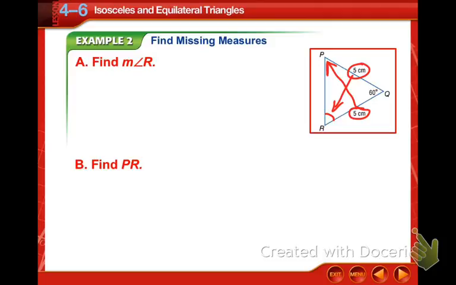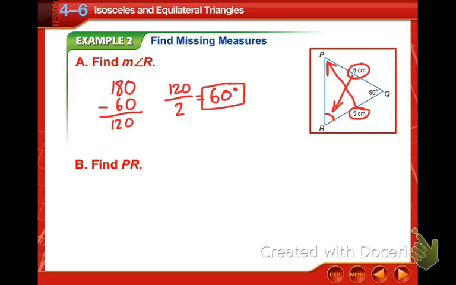Now, we know one of the angles is 60, correct? So, we take that away from the 180, which we know is the sum of all the angles. We get 120. And we're going to take that 120 and divide it evenly by 2, because we know angle P and angle R are congruent. So 120 divided by 2 is 60 degrees. So we do indeed have an equilateral triangle.